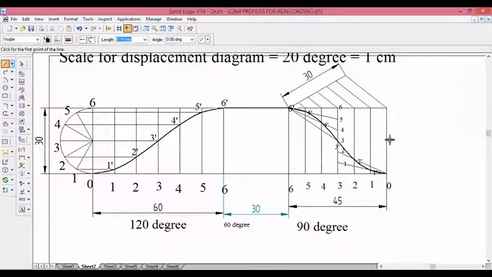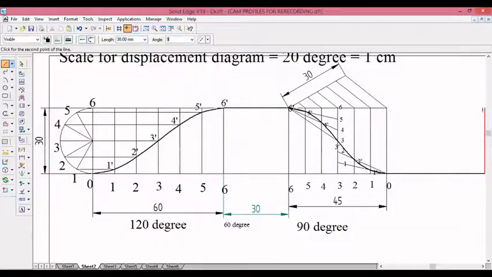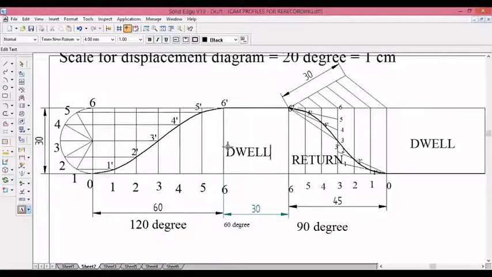So 90 degree means 90 divided by 20 is 4.5 centimeter. 45 mm at an angle 0 degree. You draw and complete the dwell box. So this is dwell, this is return, this is dwell, this is rise.